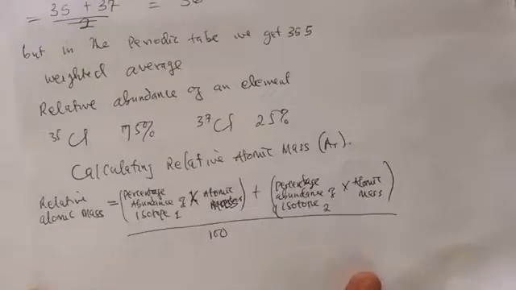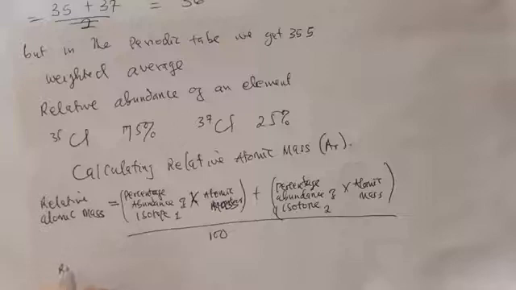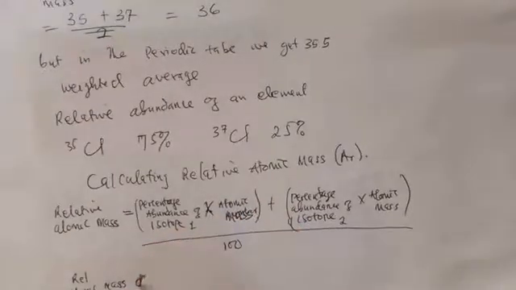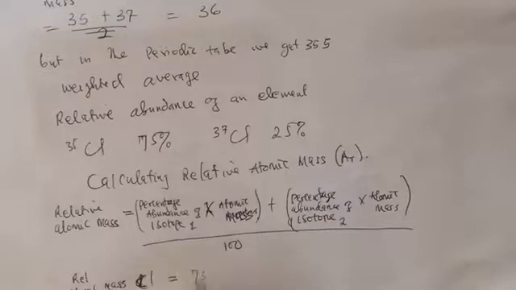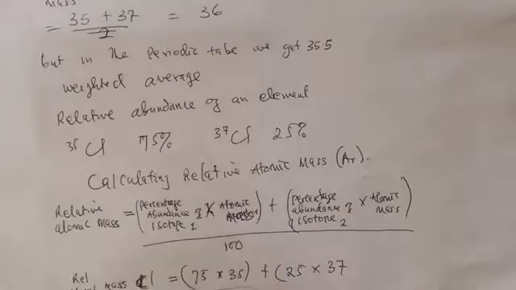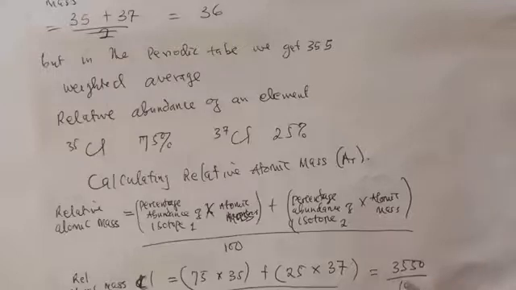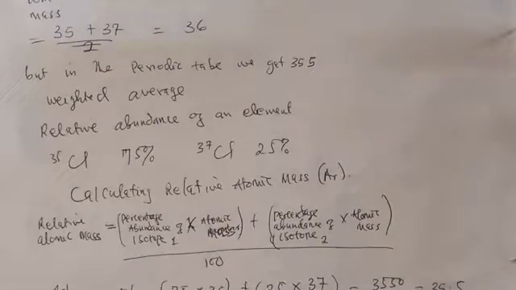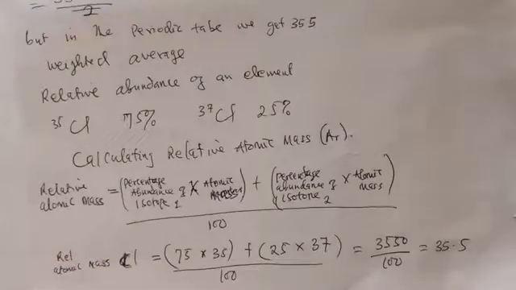So starting with chlorine, the relative atomic mass for chlorine will be equal to 75 times 35 plus 25 times 37, all over 100. If you do this correctly, you're going to have 3,550 divided by 100. And this is going to give you 35.5. And this is what you get on the periodic table. When you check your periodic table, the relative atomic mass of chlorine is always 35.5.